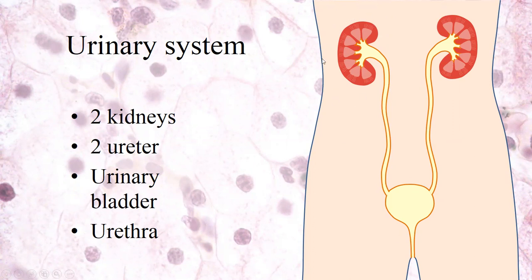Kidneys produce urine, so they provide the main function of urinary system. They release waste products from the organism via production of urine. And ureters, urinary bladder and urethra, together they form urinary tract, which provides transport of urine from kidneys to external environment.